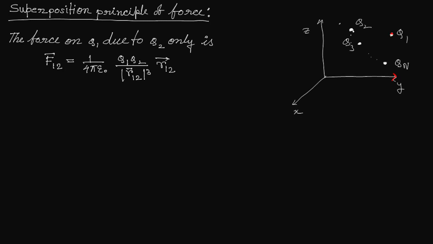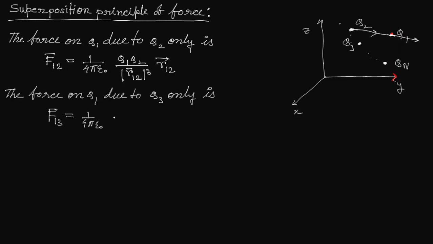So once you know the position vector of Q1 and once you know the position vector of Q2, then you can calculate this R12 vector, and the direction will be along this direction. And in the same way you can also write the force on Q1 due to Q3 only: F13 equals 1 by 4 pi epsilon naught Q1 Q3 divided by R13 cube, then R13 vector. So this will give you the force on Q1 because of only Q3.